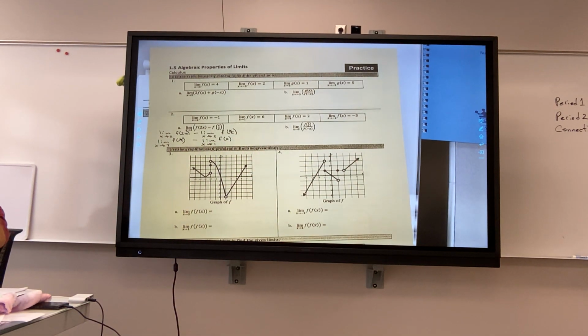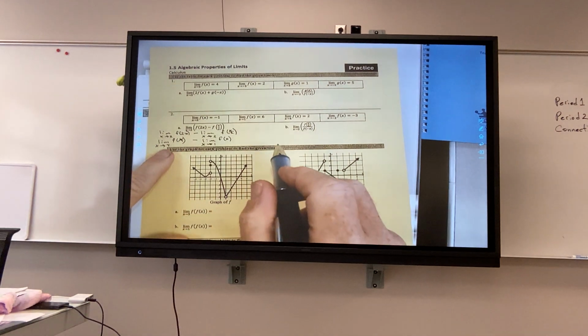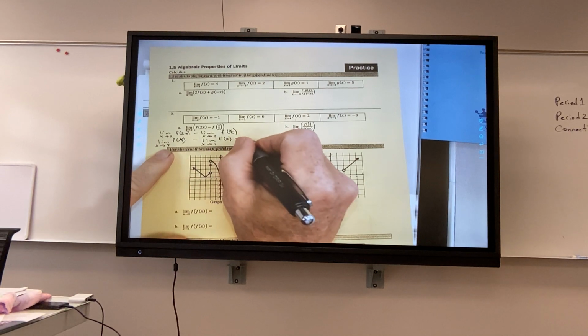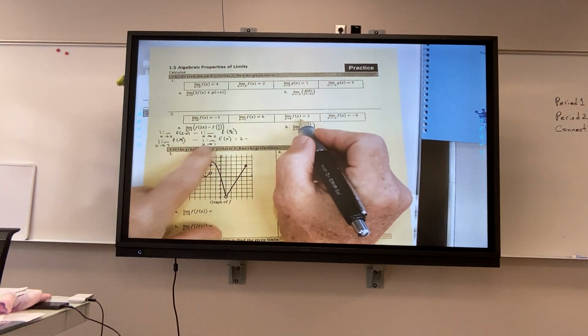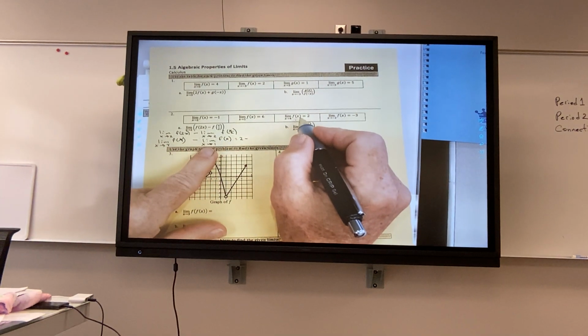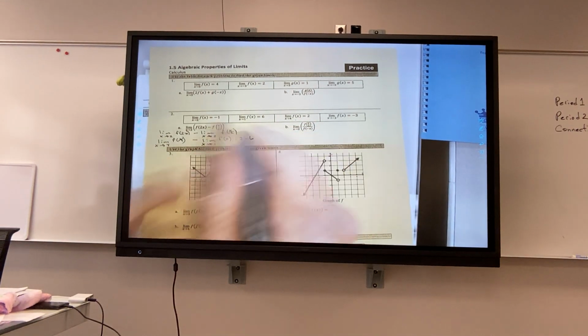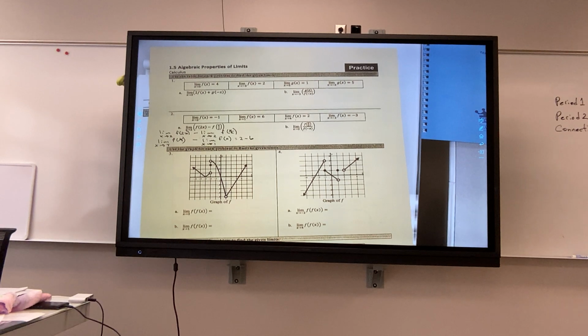Did I lose anybody in that? Is that making sense where I got the 4 and the 1? So now I come up here, do I have a 4? Yeah, I do. So this is going to be 2 minus, because this one's 2, this limit is this one, so I have 2 minus 6. I get negative 4. Was that helpful?